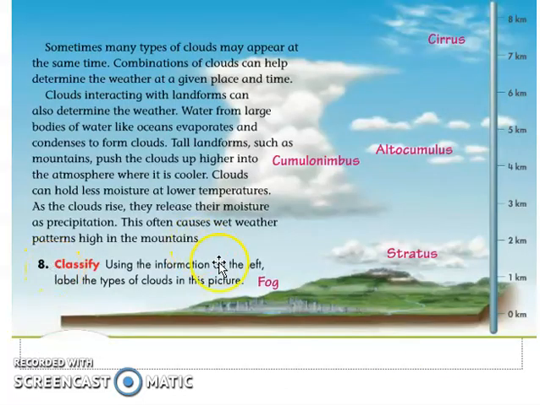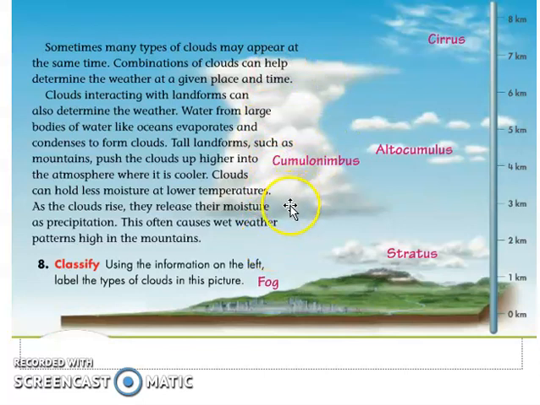Clouds interact with landforms, especially when it reaches the ground, like the fog. Water from large bodies of water like oceans evaporates and condenses to form clouds. Tall landforms such as mountains push the clouds higher into the atmosphere where it is cooler. Clouds can hold less moisture at a lower temperature. As clouds rise, they release their moisture as precipitation. So when the clouds cannot hold the water, droplets, and crystals anymore, it pours out different types of precipitation.